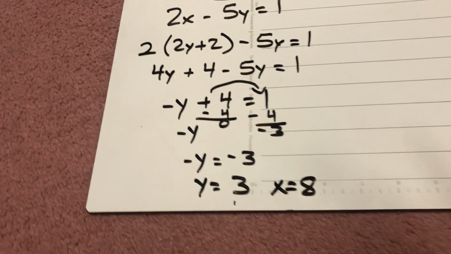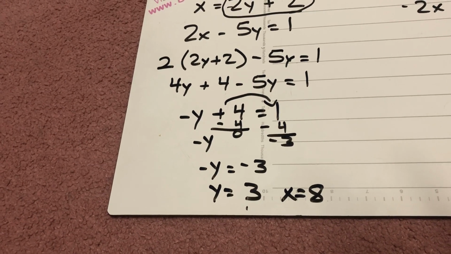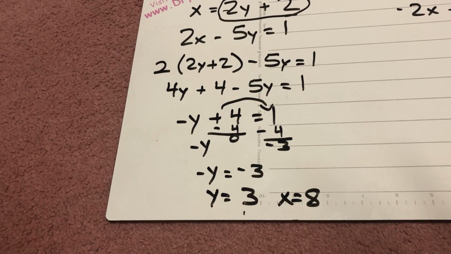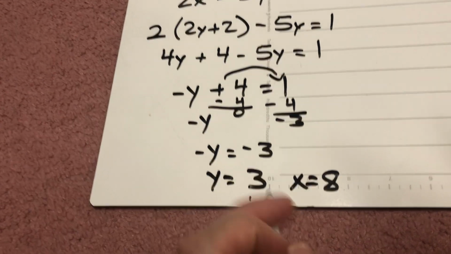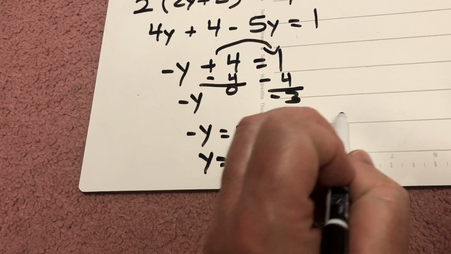And remember, the solution is where those two lines cross. We're looking for that place where the two lines intersect. The intersecting point is (8, 3). All right, let's look at another one.